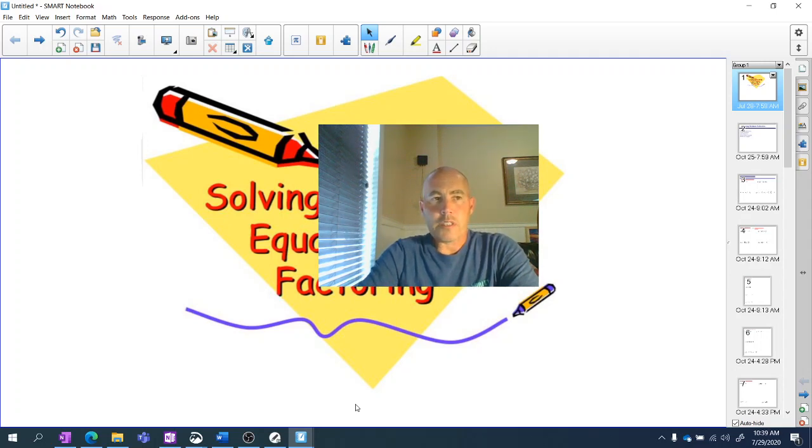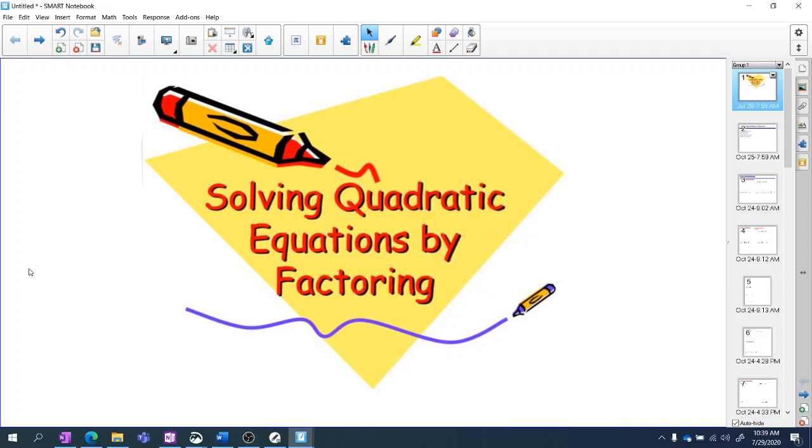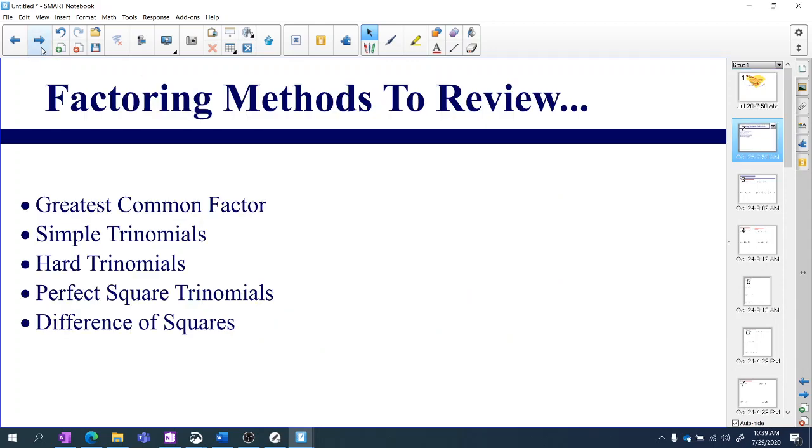All right, so we're going to get started with looking at a review of our factoring strategies. So here are the strategies we're going to go through. We're going to go through greatest common factor, simple trinomials, hard trinomials, perfect square trinomials, and then finally using difference of squares. This is the skill set that will be extremely important that students accumulate.